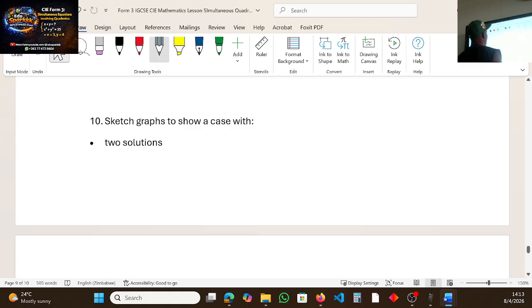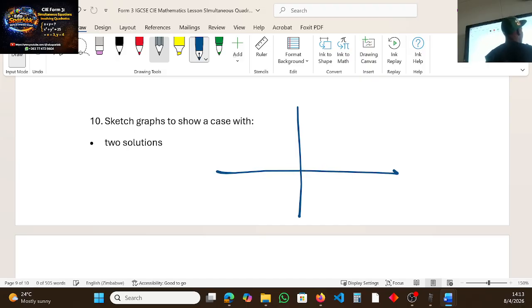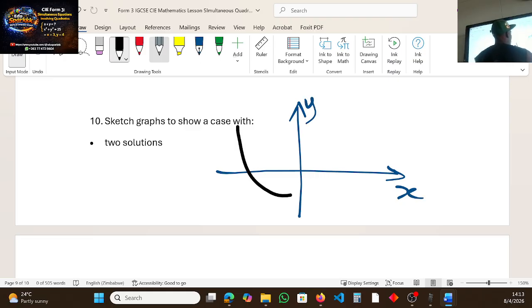So sketch graphs to show a case with 2 solutions. So now if we have 2 solutions, we are saying our parabola or the quadratic curve crosses our x-axis at 2 points like that. Then we'll be having 2 solutions.